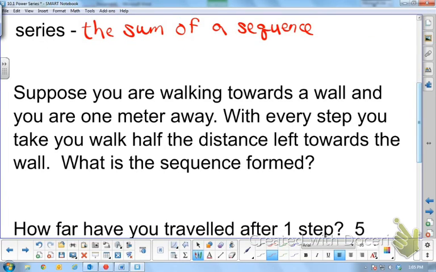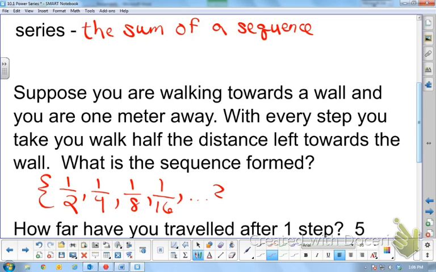So sequence-wise, first step, half a meter. Where am I going to be after I take a second step? A fourth of a meter. How far will I be if I take another step? An eighth of a meter. Hopefully we're seeing a pattern here. So that is the sequence, my actual location of how far away I am from the wall.